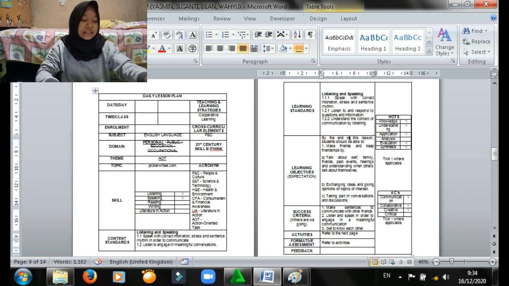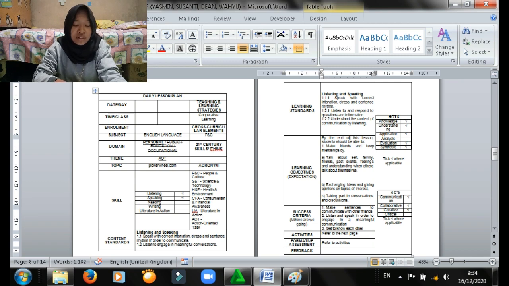Okay, so the lesson plan for the online class is cross-curricular elements, and the subject is English language, people and culture. The domain of the lesson plan is personal. Also, the theme is action-oriented tasks, and the topic that we picked for the online class is pickerwheel.com, because we do online learning, so we use the website pickerwheel.com. And the skills included in this lesson plan are of course listening and speaking.